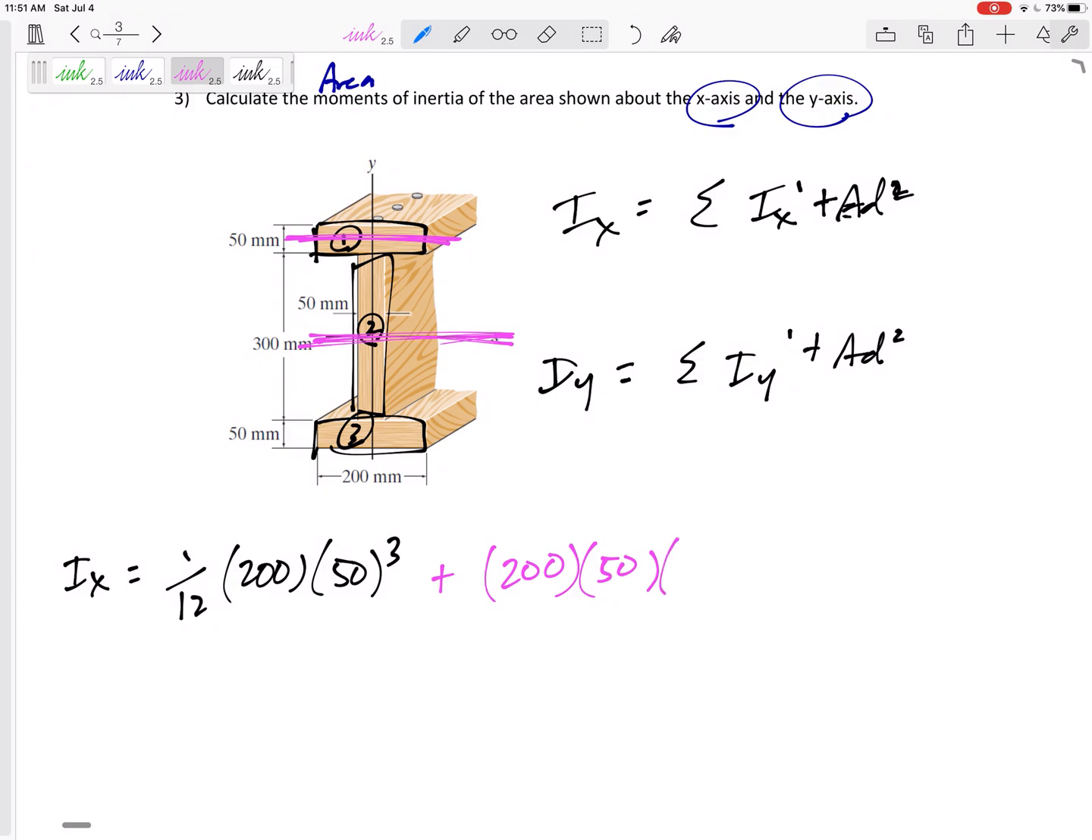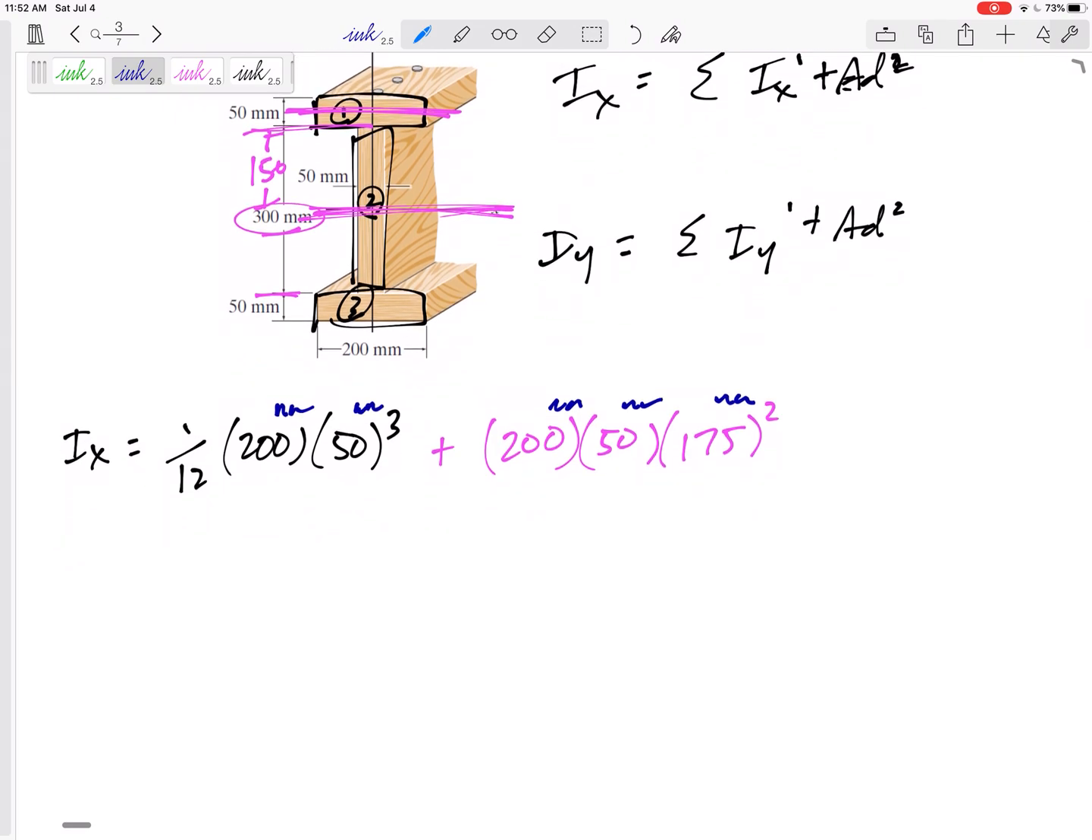Okay, let me see here. This middle part is 300, so this is 150 from here to here, and then another 25, so correct me if I'm wrong, 175. Don't forget to square that. If I was keeping up with my units, that might help me remember to square it. This is millimeters, millimeters, millimeters, millimeters, millimeters. My answer is millimeters to the fourth, right? So that would help me to square that.